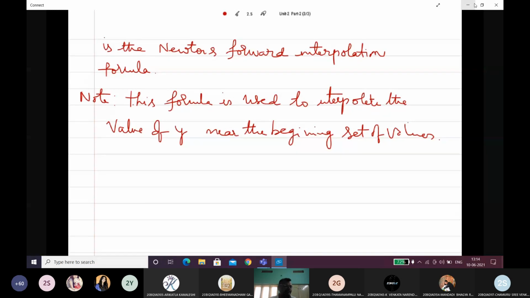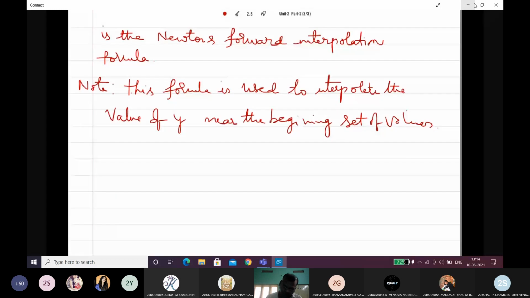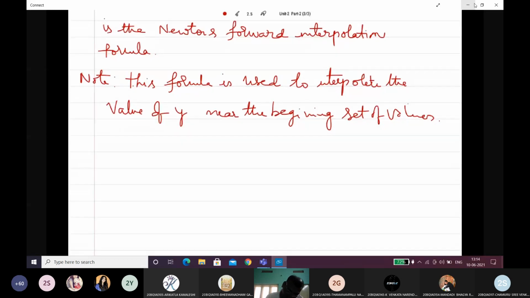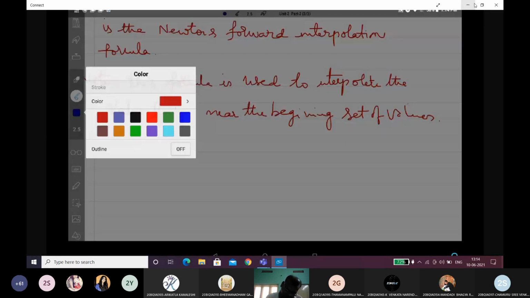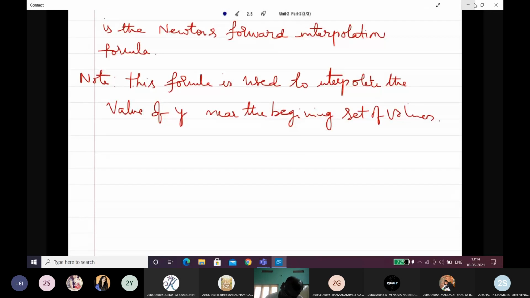Now similarly we can define the Newton's backward interpolation parameter. Forward means we apply delta, backward means from the bottom, that means the del operator that we have to use. Now Newton's backward interpolation formula.